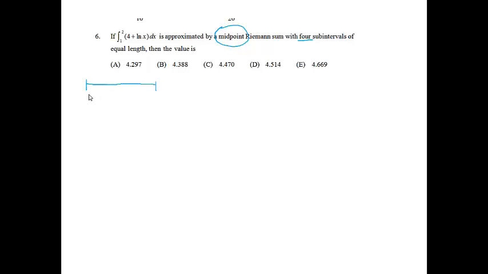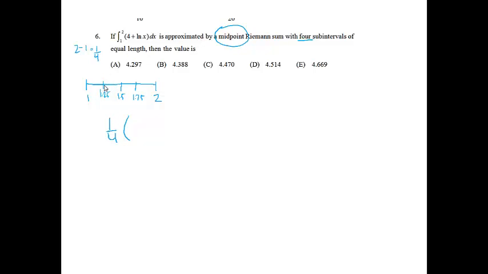I need to get from 1 to 2. 2 minus 1 is equal to 1. I need to split it into 4 parts, so I'm going to be going by 1/4 or 0.25s. So I'm going to have 1.25, 1.5, and 1.75. Okay, so since I'm going by equal intervals, I can put what I'm going by on the outside, so I'm going by 1/4. And then the inside, we need to do a midpoint Riemann sum.